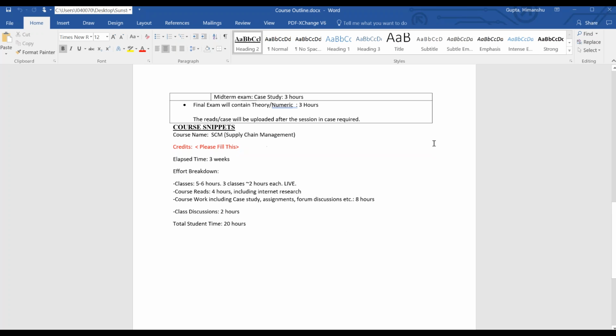And apart from that, there is a midterm exam and a final exam. The midterm is again a case study, 3 hours of case study, with very targeted questions over there. I just want to understand how well you have formulated it. The final exam will be a theory and a numeric for about 3 hours, and you should be able to pass it. So if you go through these class sessions, the slide decks and the reading materials, for sure you will not have any challenge in clearing the exams or the assignments or the case studies.